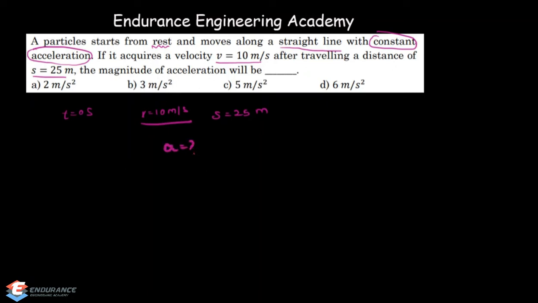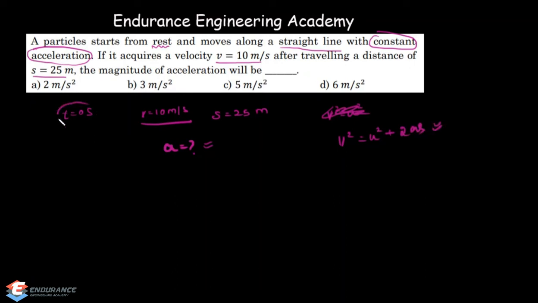This is a very straightforward question. We know the final velocity, we know the distance. How to find the magnitude, that means how to find the acceleration? I hope we can use this, right? v square minus u square, or in other words, v square is equal to u square plus 2as. I can use this equation.